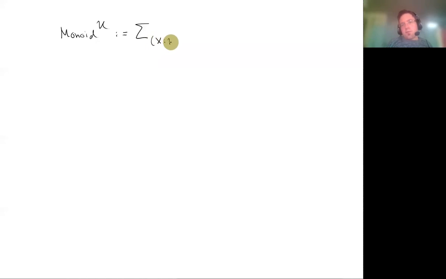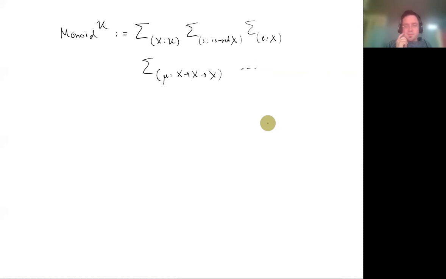You're going to have an element X of U, and then another element that we have not defined yet, so don't worry about it, but it says that X is actually a set. And then there's going to be a neutral element E in X, and a multiplication from X to X to X. And then a bunch of laws, which I'm not going to spell out today.